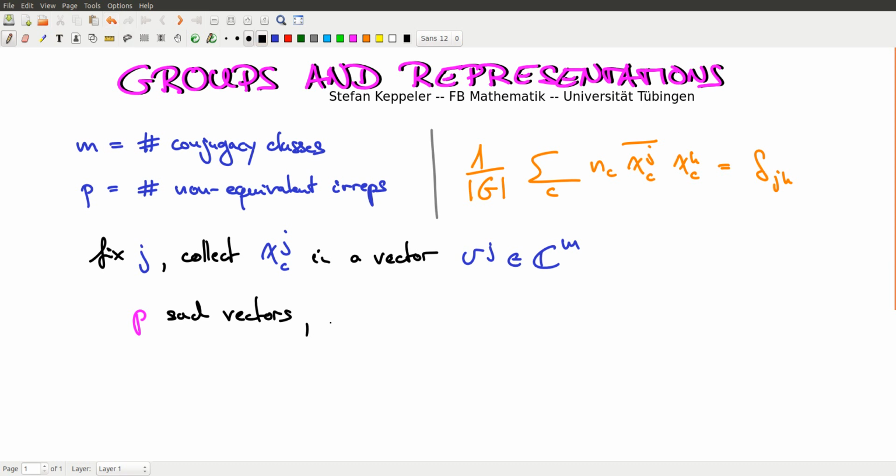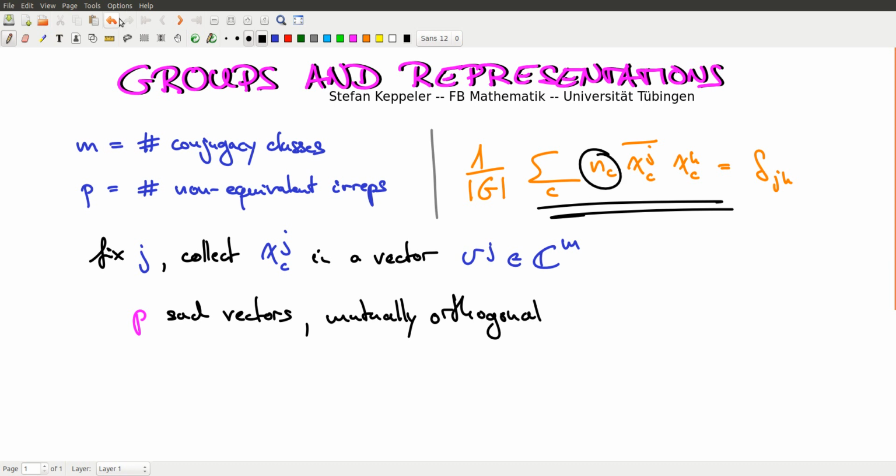And they are all mutually orthogonal again. Because that's what this relation here says. This is like, it's not quite the canonical scalar product. There is some weight here, the number of elements in the class. But we have orthogonality with respect to this scalar product here.